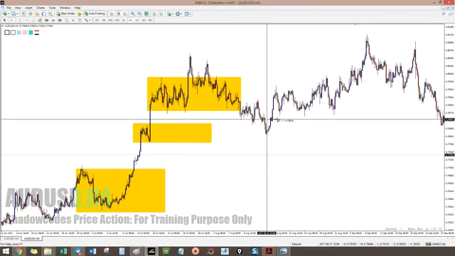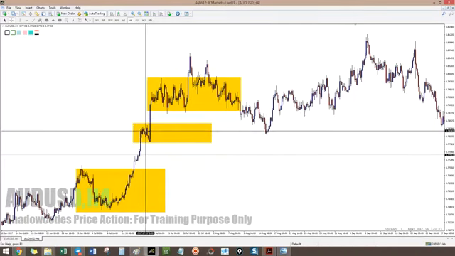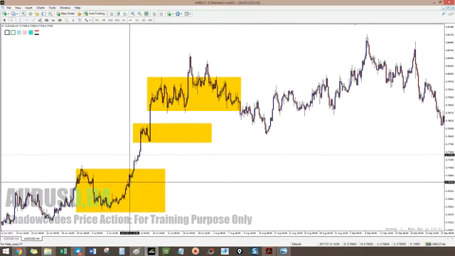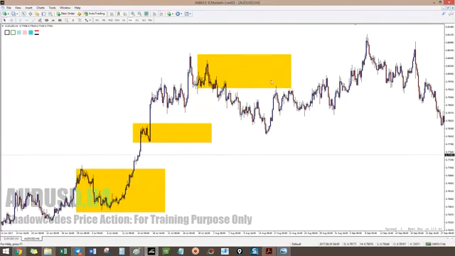And then, for example, if you're taking this structure, after you finish entering buy here, and then you exit here, you need to find a new structure. Okay, so structure starts here.